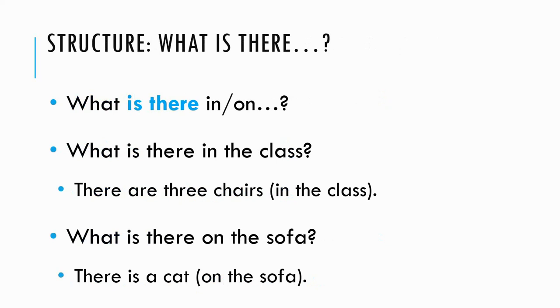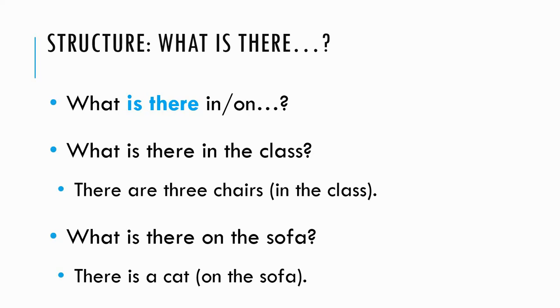One more. What is there? When I want to ask ¿qué hay? You have to use what is there, in or on. When is in, when is on? Okay, in for a place, como in the drugstore, in the post office, in the class. Okay, in para el lugar, para un lugar. On for a surface. On para una superficie. On the sofa, on the bed, meaning está encima de.